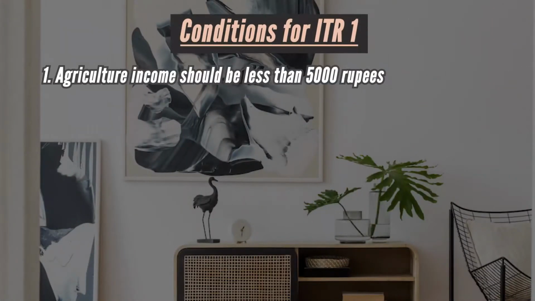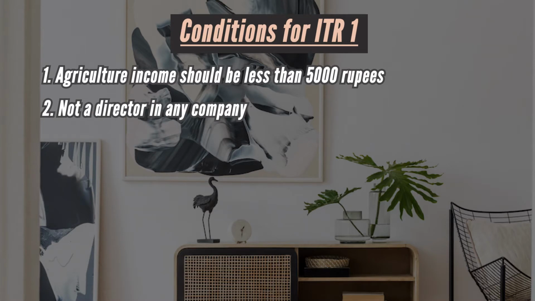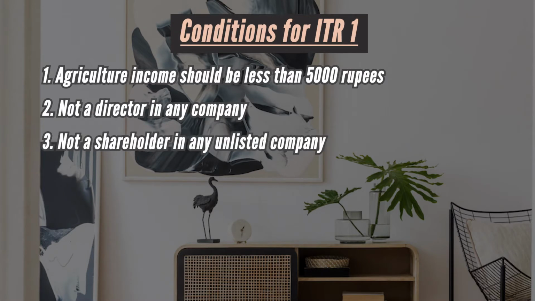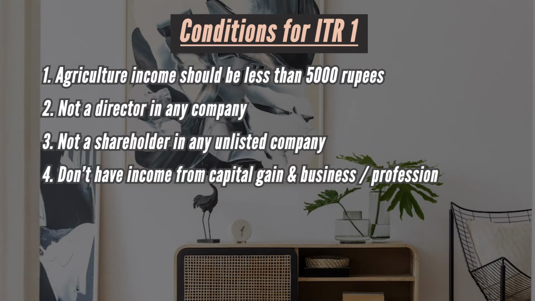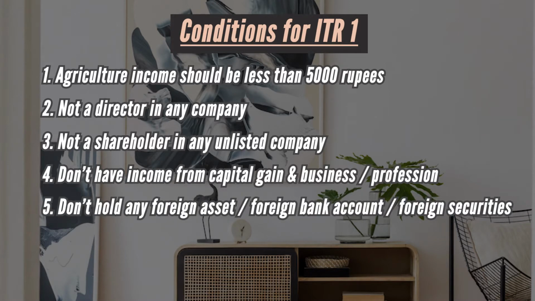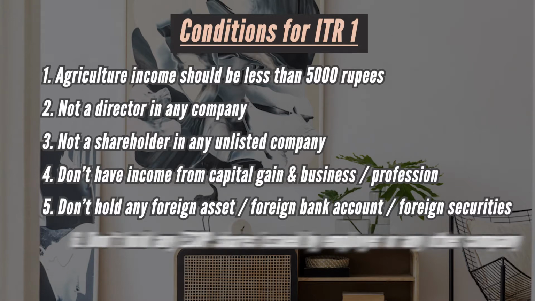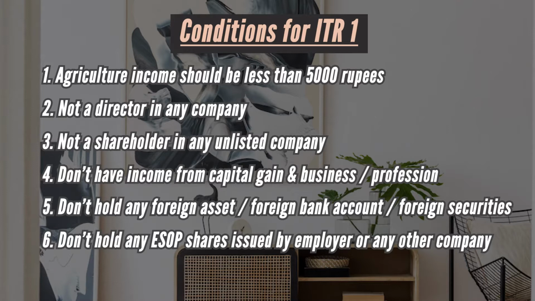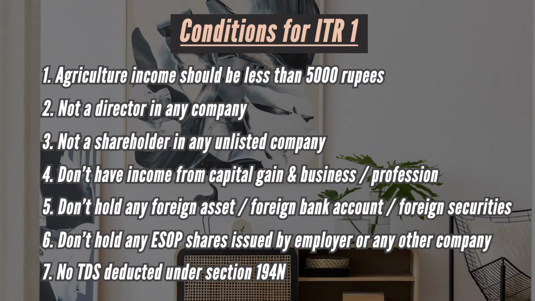Your agriculture income should be less than 5,000 rupees. Second, you are not a director in any company. Third, you are not a shareholder in any unlisted company. Fourth, you don't have income from capital gain and income from business or profession. Fifth, you don't hold any foreign asset, foreign bank account, or foreign security at any time during FY 2021. Sixth, you don't hold any ESOP shares issued by your employer or any other company. And seventh, there is no TDS deducted under Section 194N in your case.